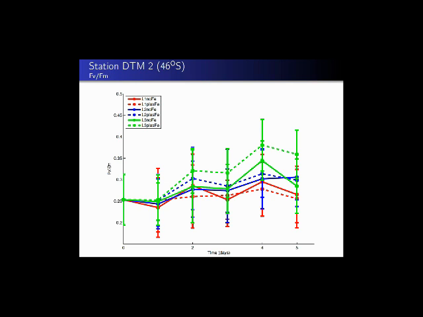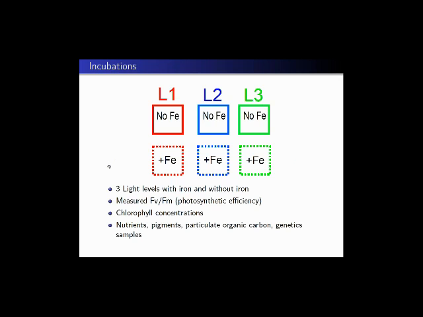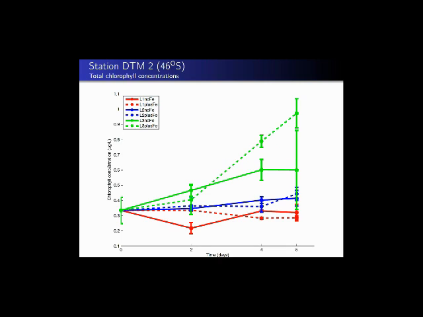And this is even clearer when we look at our total chlorophyll concentrations. Here we see that L3, with both added and no iron, produced the highest growth, whereas L2 also increased the growth, but there was no difference between added iron in L2 and no iron in L2.